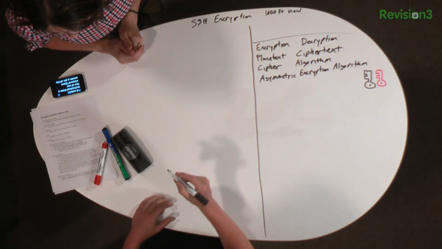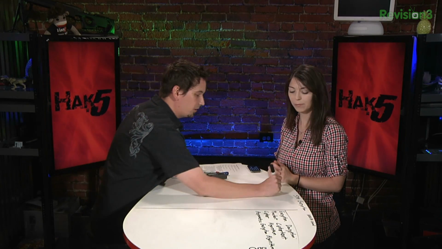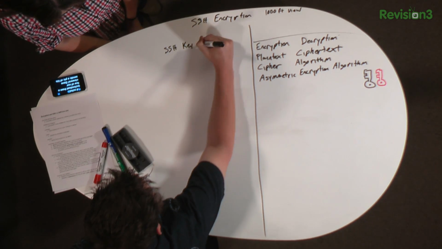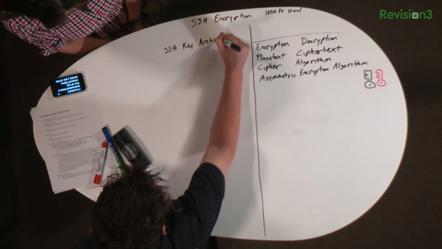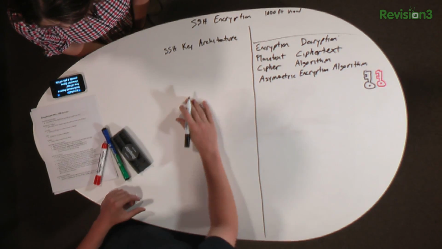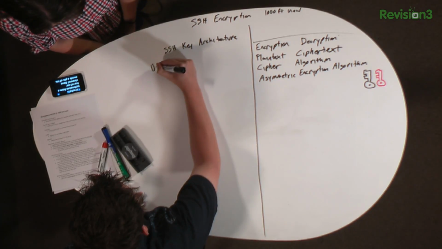And that's asymmetric. Okay. And so to talk about this, let's go ahead and dissect a little bit about the way that SSH does its key architecture. SSH key architecture. Now, in this case, there are 4 different types of keys that it uses, and we've already talked about the first one. The first one is our user key.